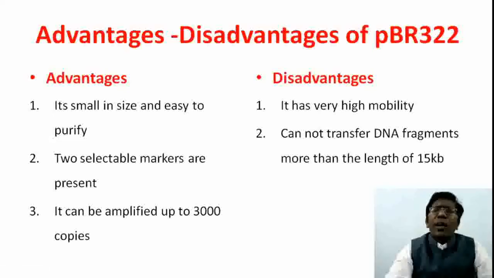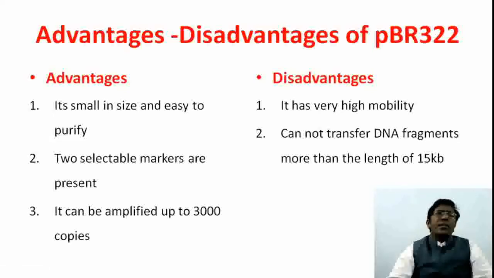First, let's see the advantages. This is very small in size, so its molecular weight is very low. It is very easy to isolate. It is very easy to purify these plasmids because of their low molecular weight.